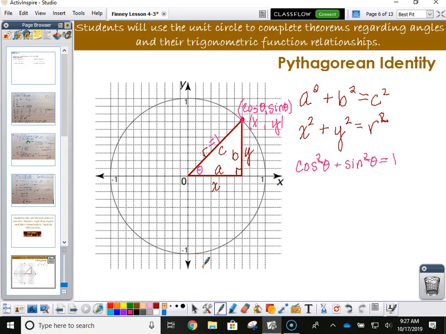That makes sense, right? Which also means we could solve this for other variations. We could have sine squared theta equals 1 minus cosine squared theta, if we subtracted cosine squared from both sides, true? Or we could have cosine squared theta equals 1 minus sine squared theta. It's just different ways to find the various lengths of various triangles, or the various angles. So that's the first one, which is our Pythagorean identity.